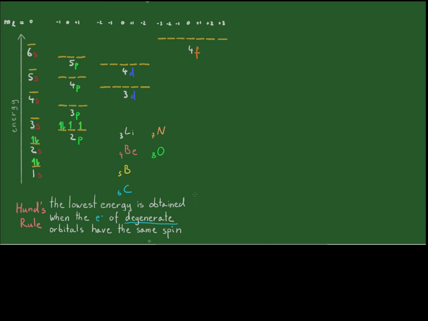After oxygen, we have fluorine. Fluorine has 9 protons and therefore 9 electrons. So we do the same thing. We start with 1s and we build up following the Aufbau principle, making sure that we obey Pauli's exclusion principle and also Hund's rule. So we are up to, what was that? 1, 2, 3, 4, 5, 6, 7, 8, and 9.